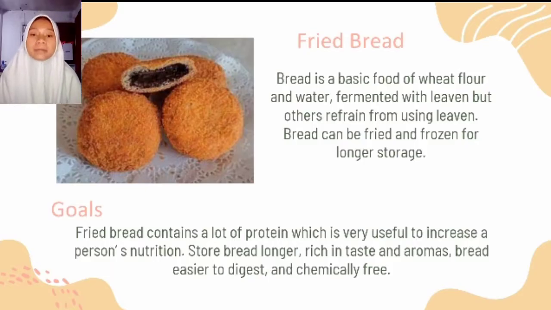First, I will explain to you about what is fried bread. Bread is a basic food of wheat, flour, and water, fermented with leaven, but others refrain from using leaven. Bread can be fried and frozen for longer storage. Fried bread contains a lot of protein, which is very useful to increase a person's nutrition. It stores longer, is rich in taste and aroma, easier to digest, and chemical free.